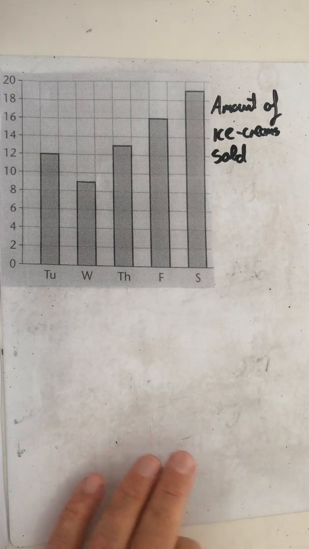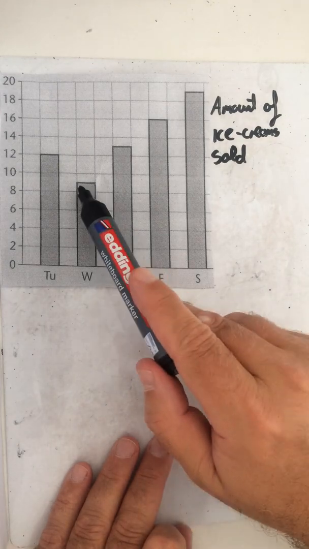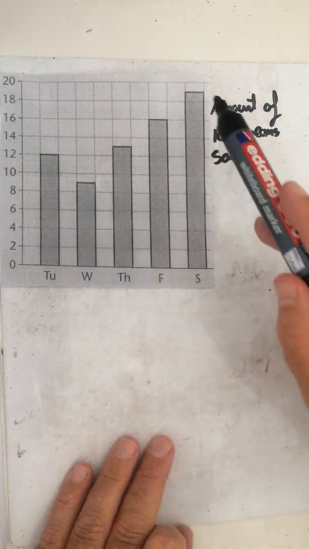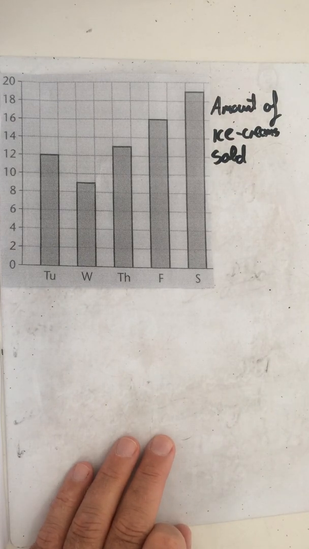Okay, so the sort of questions you ask are the very easy ones. On which day was most ice cream sold? Saturday. On which day was the least ice cream sold? Wednesday. Yeah, and you can work out on Wednesday there was 9, on Saturday there was 19.